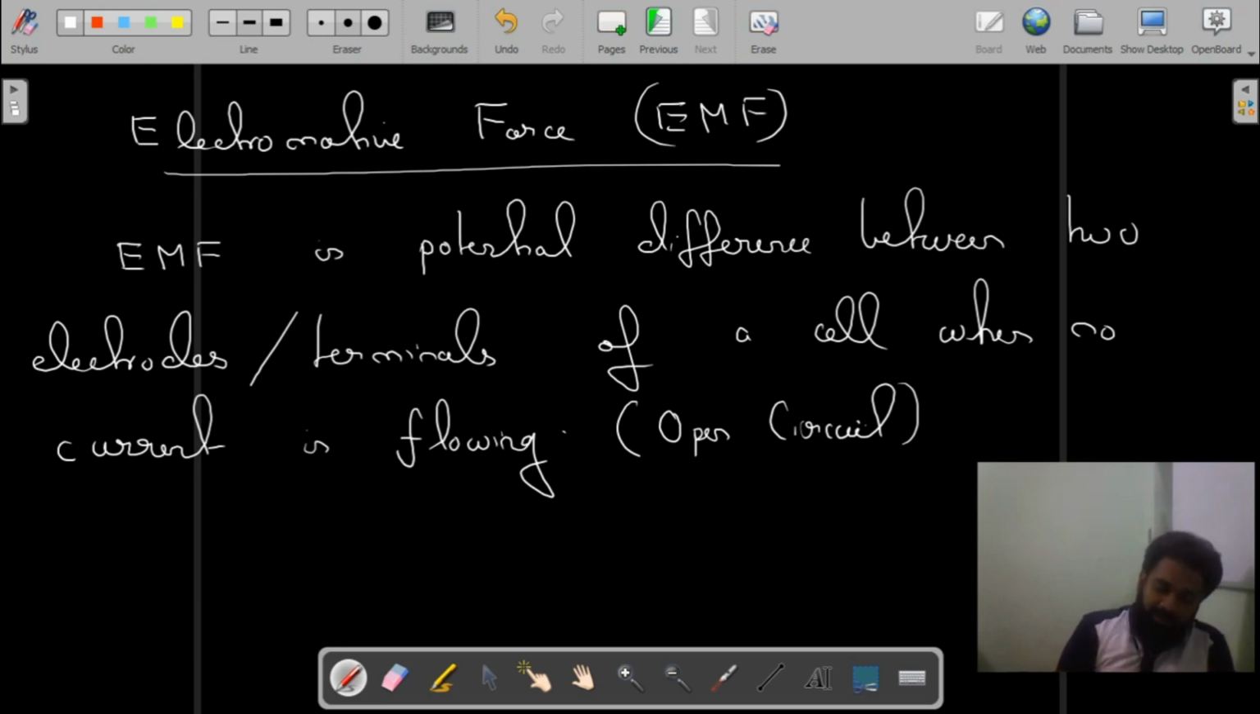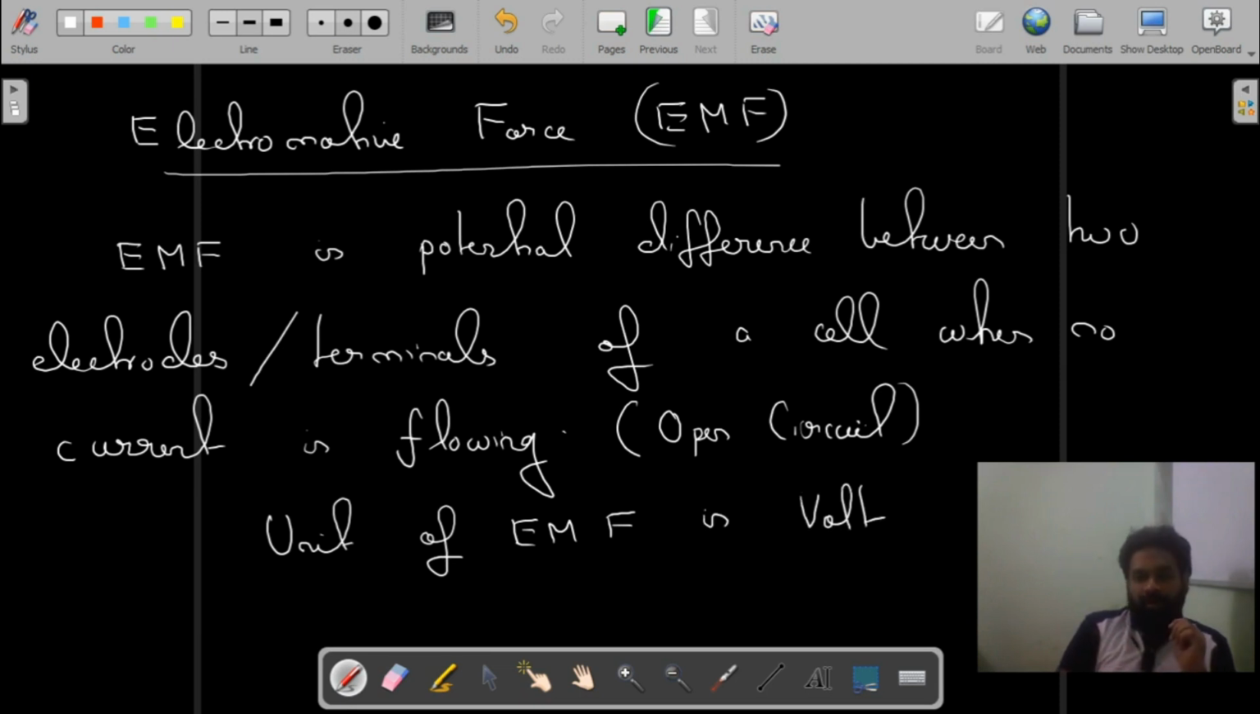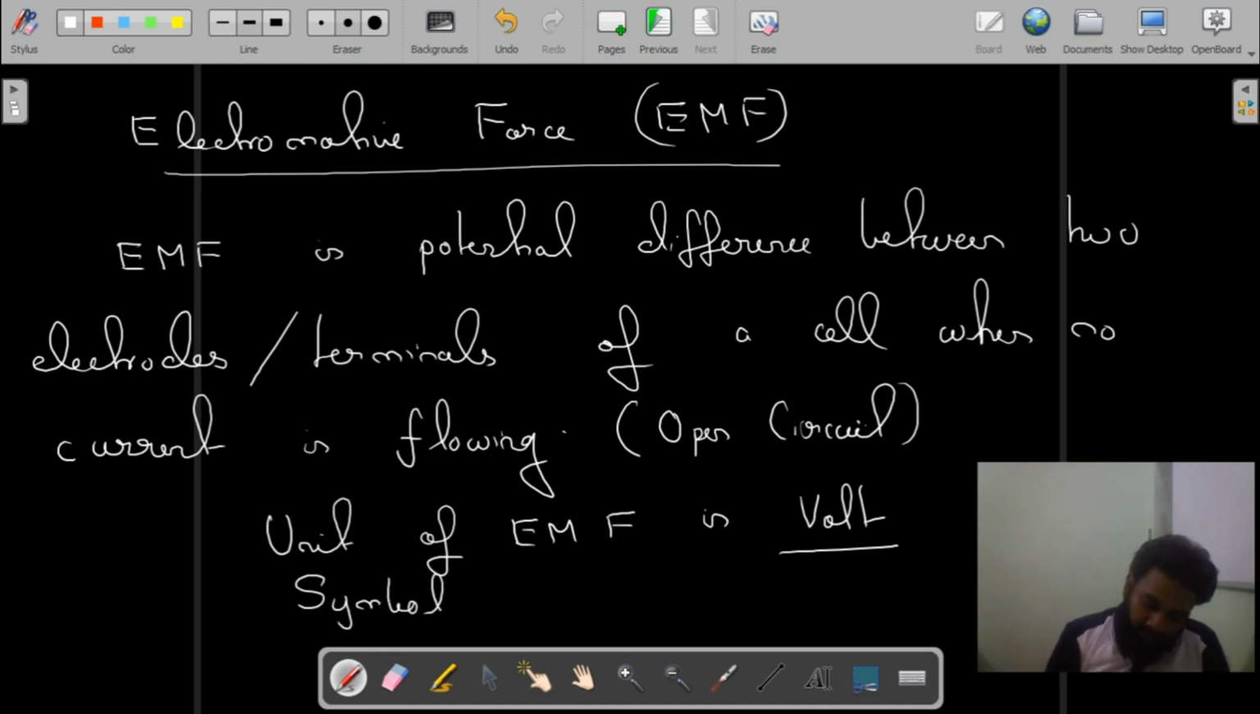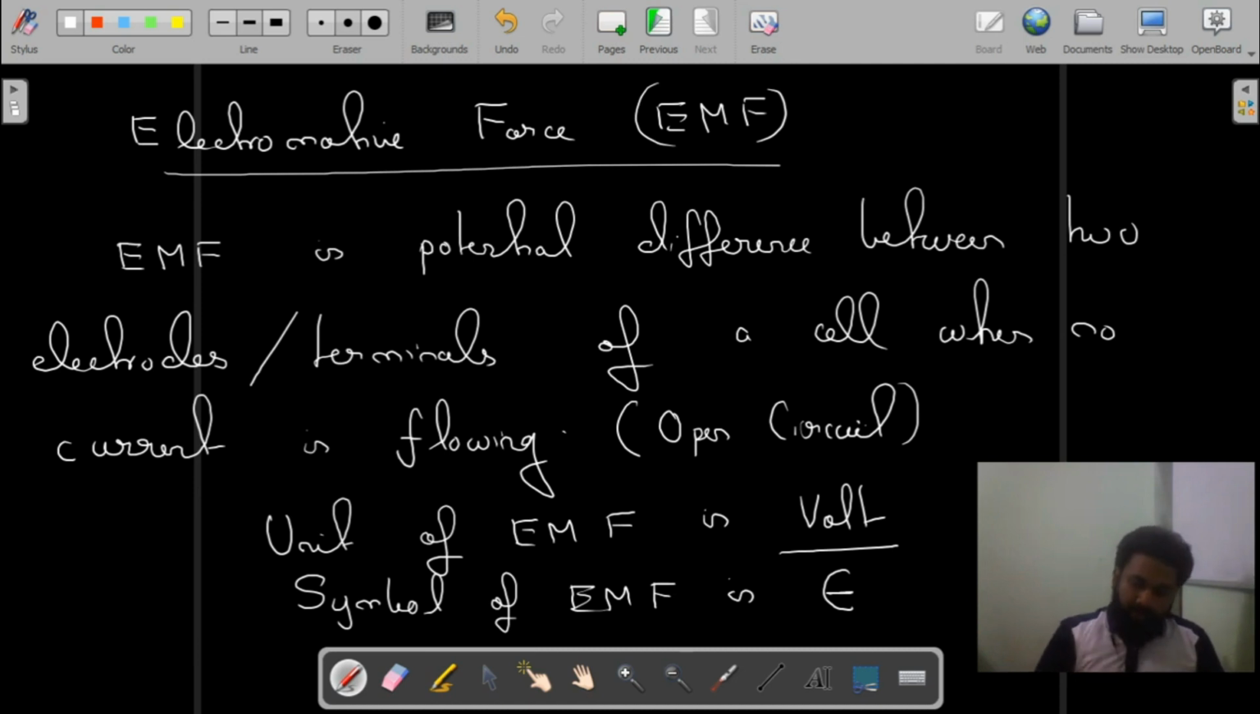We name this electromotive force, but its unit is not Newton. I already said this is the potential difference. So the unit of EMF is volt, not Newton. Clear? The symbol of EMF is E.